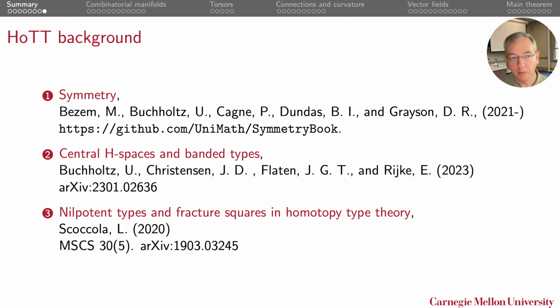In terms of the homotopy type theory background, this is about the level that we will need here. The symmetry book, central H spaces paper, and Sojakova's nilpotent types paper, which won't figure as prominently in this talk version, but in the formal paper version of this thesis, it's important for constructing examples of maps into Eilenberg-MacLane spaces.